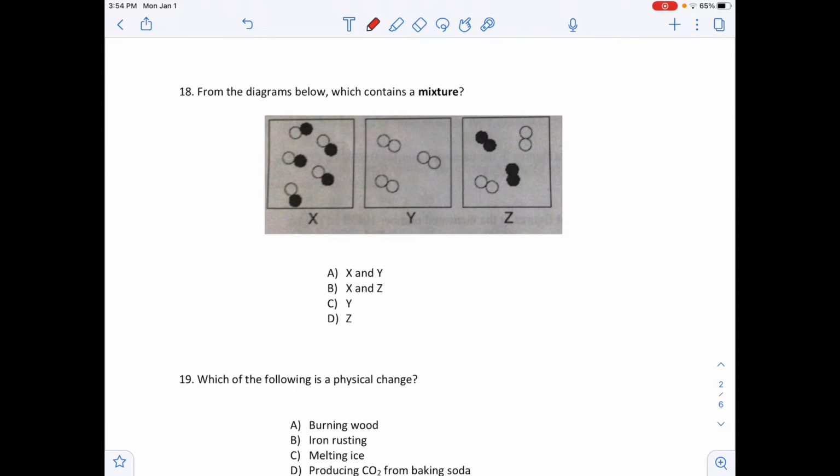For question 18, it says from the diagrams below, which contains a mixture. So, like in the previous question we talked about, this is a pure substance. This is a pure substance. This would be a mixture because it contains two different diatomics. So the correct answer would be D.